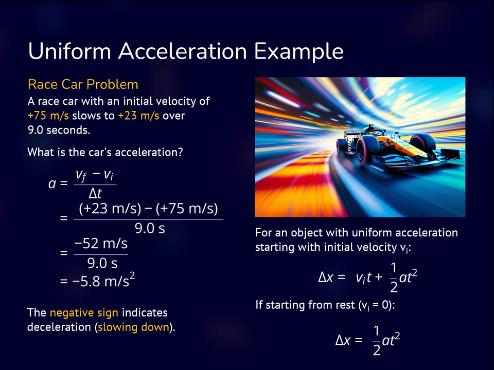Now suppose we want to know how far the sled traveled while slowing down. Well, if it starts at rest, we can use delta x is equal to 1/2 a t squared. If the object starts with an initial velocity, meaning v sub i, we're going to use the same equation, but we have to add initial velocity. So it'll be delta x is equal to v_i t plus 1/2 a t squared. These formulas help racers predict stopping distance, which is critical in real-time strategies.